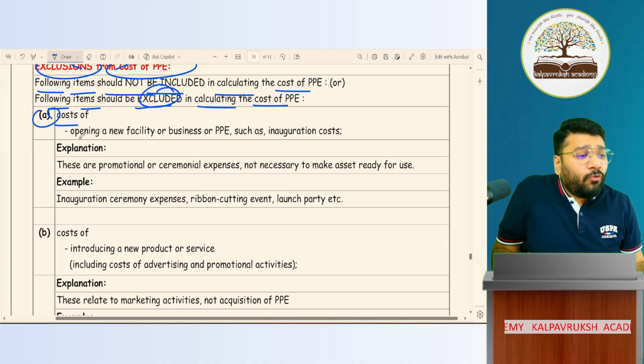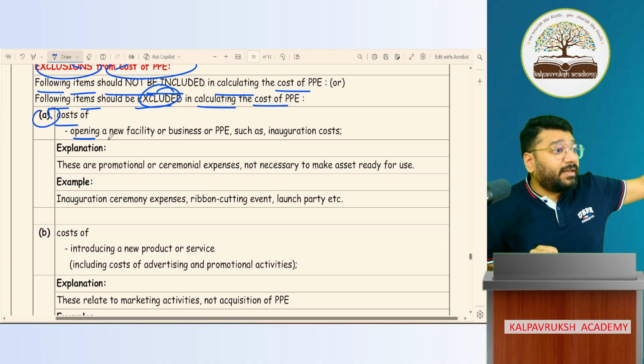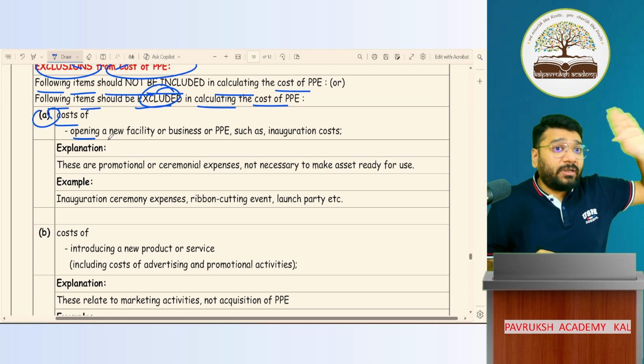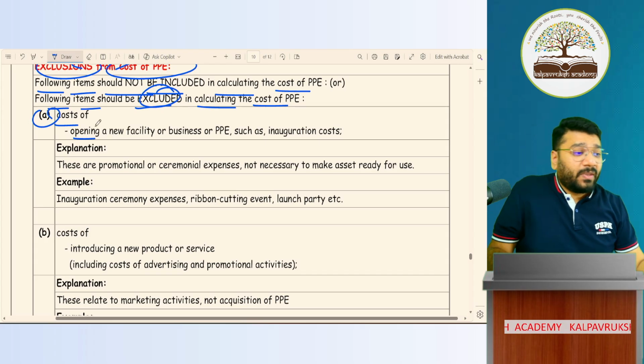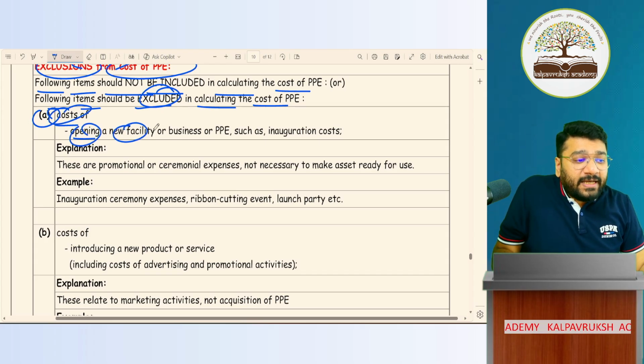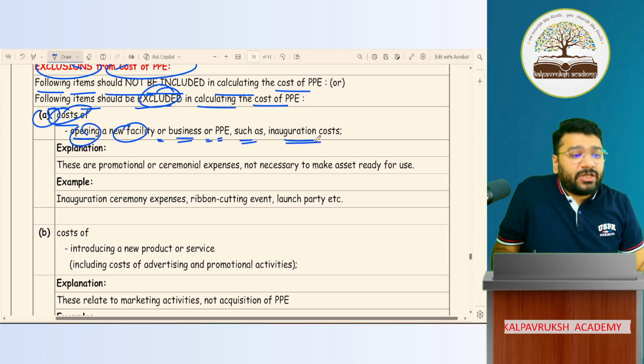First is cost of opening. This is there in the original accounting standard. I'm not telling this out of my own will. This is there in your original accounting standard. Cost of opening a new facility or a business or a PPE, such as inauguration cost.